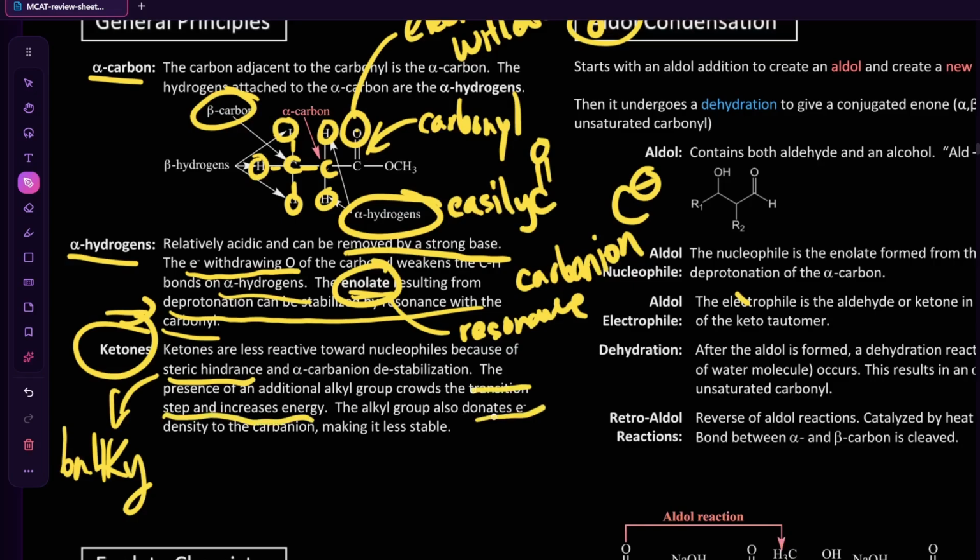And the alkyl group also donates electron density to the carbanion, making it less stable. So in this sense, the alkyl groups are electron donating, and if a carbanion or an enolate forms nearby, extra electron density being pushed in only destabilizes the center that's already electron rich.